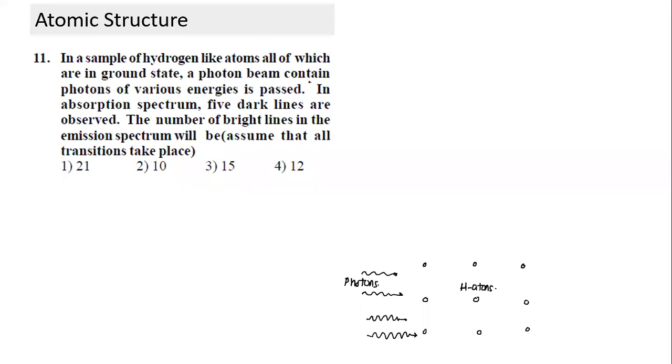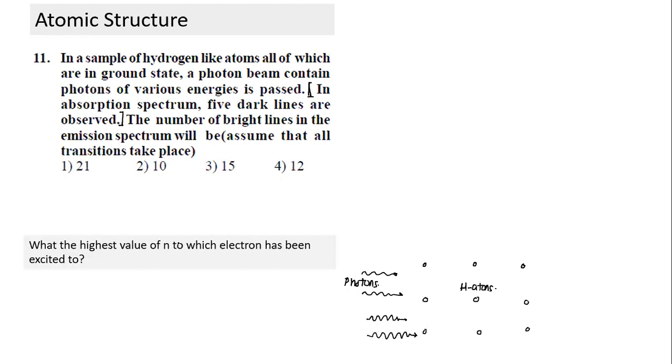When we solve dark lines questions, we sometimes need to find the meaning of the information given. 5 dark lines are observed. What does this mean? Can you tell me? 5 dark lines means what? Why are those 5 dark lines seen? Sir, I think 5 dark lines means n is equal to 6. N is equal to 6. Why is that so? Correct.